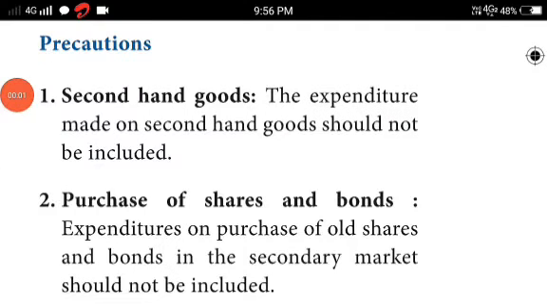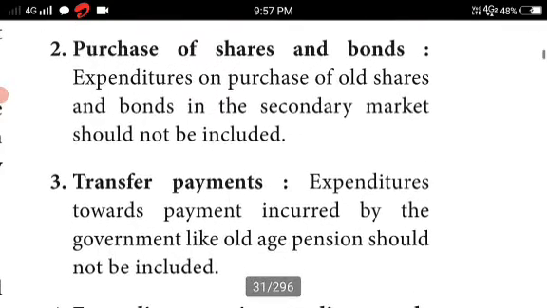What are the precautions in this method? Second-hand goods. The expenditure made on second-hand goods should not be included here. We should not take into account second-hand goods. Purchase of shares and bonds. Expenditure on purchase of old shares and bonds in the secondary market should not be included. Like second-hand goods, purchasing shares and bonds should not be included.